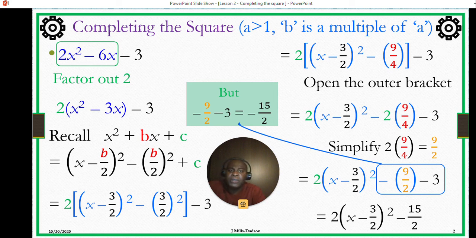And that completes the square. So the answer to 2x squared minus 6x minus 3, when you complete the square, becomes 2 into bracket x minus 3 over 2 squared, minus 15 over 2.